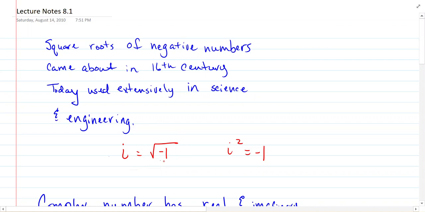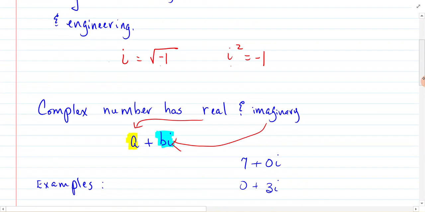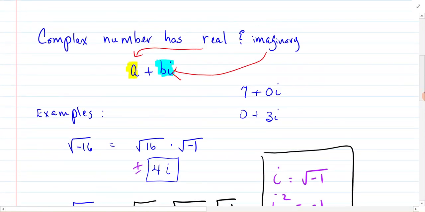And then if you square a radical, you get what's inside. So i squared is -1. A complex number has a real and an imaginary part. a is the real part, bi is the imaginary part. So if you have the square root of -16, we never want to leave the negative inside the radical. And so we think of that as the square root of 16 times the square root of -1. This is i, so that's 4i.